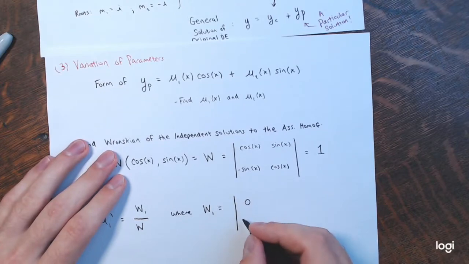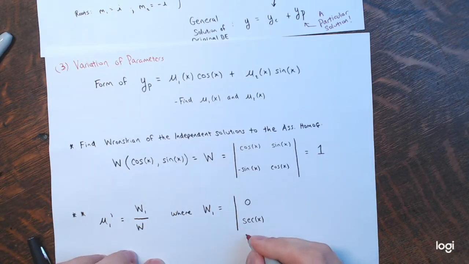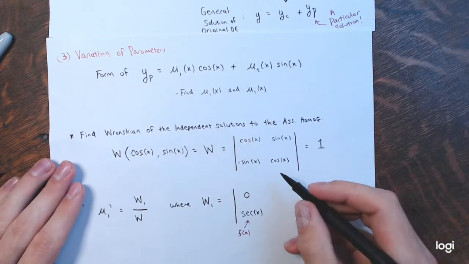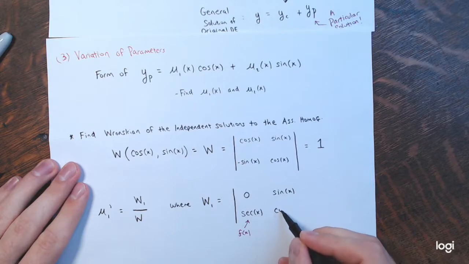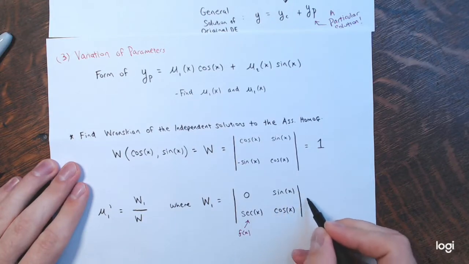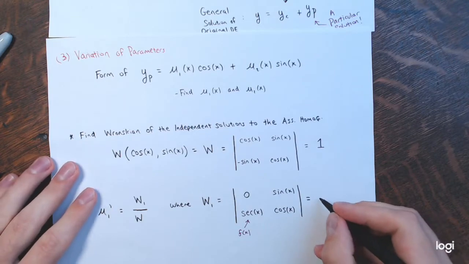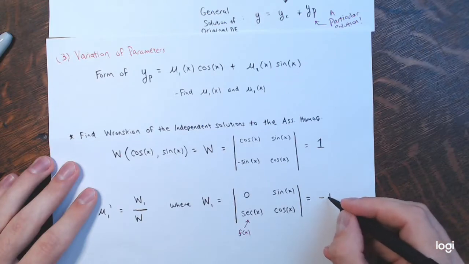So 0's all the way down to the last row, where in the last row you have f of x from the very beginning when I put the differential equation in standard form. And then the rest of it looks the same as the original Wronskian, sine of x, cosine x here. Alright. And this determinant is 0, then minus sine x secant x. Well, minus sine x times secant x is sine x over cosine x. That's minus tangent x.